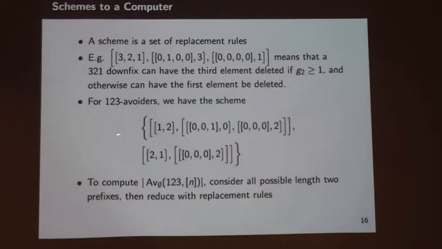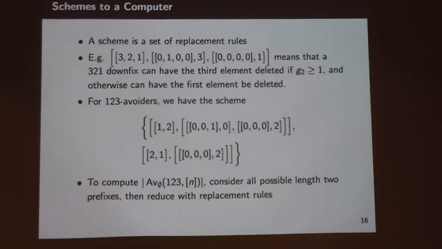Here's an example of a scheme that counts the number of permutations that avoid 1, 2, 3. We get the scheme that tells us that when we have a 1, 2 downfix, we have to look to see if G3 is at least 1. If it is, then we get 0. And 0 doesn't mean delete the 0th element, because there is no 0th element. 0 means that there's no possible permutation. So if G3 is greater than or equal to 1, there's no possible permutation. And otherwise, we can delete the second element of the downfix. And that's what we saw earlier. On the other hand, if our downfix is 2, 1, then no matter what the gap vector is, we can always delete the second element of the downfix.